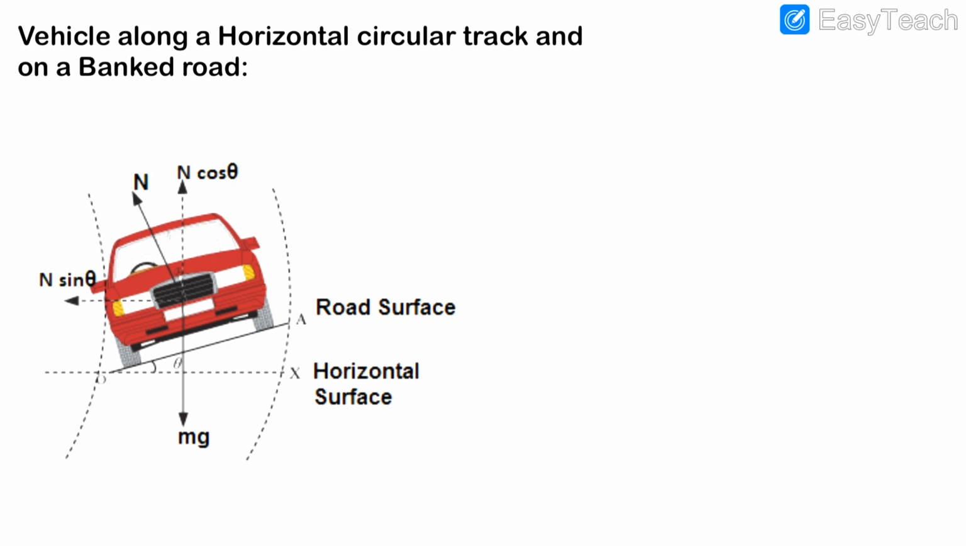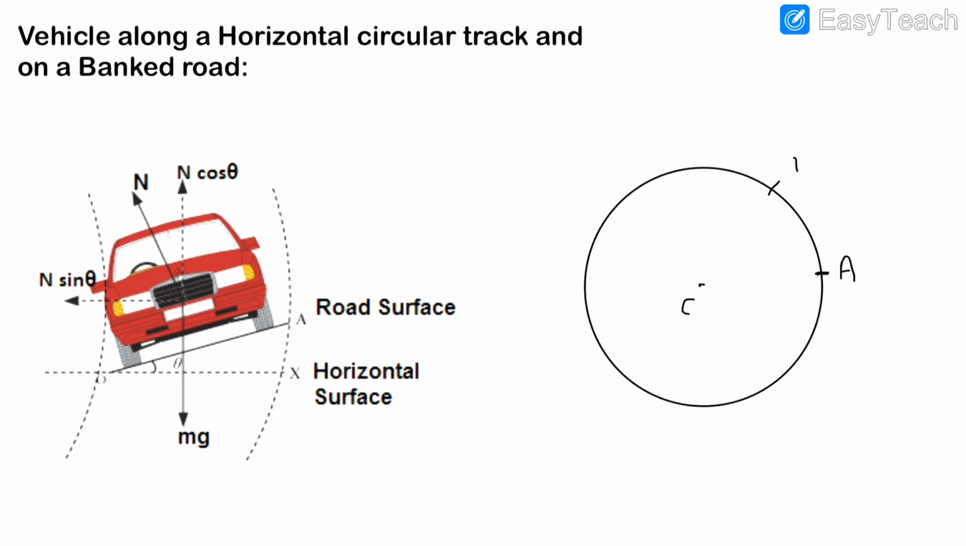If I consider a circular track, on that circular track there is a center C and the vehicle is at point A. If the vehicle is moving from point A to point B, it covers this path. This is an arc of the circle. For that arc, the vehicle is moving in a circular path. If the vehicle or car is moving in a circular path, the vehicle is performing circular motion, and for that circular motion there is a necessary centripetal force. That necessary centripetal force is provided by the frictional force.